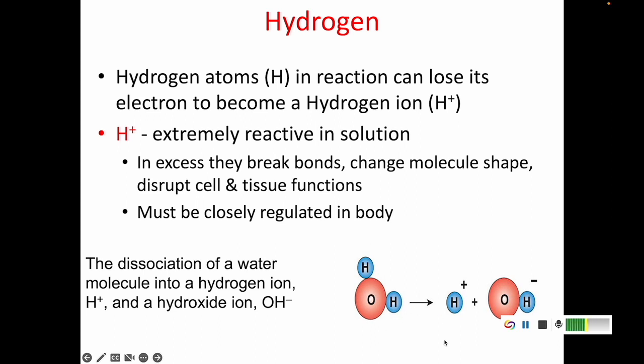Water can dissociate a little bit to form H plus, or hydrogen ion, and OH minus, or a hydroxide ion, but these are typically going to be in balance with each other. It's when you start having too much H plus or too much OH minus that you're going to start having some crazy havoc going on in your cells. So we keep those closely regulated so that we don't have craziness breaking down our cells.